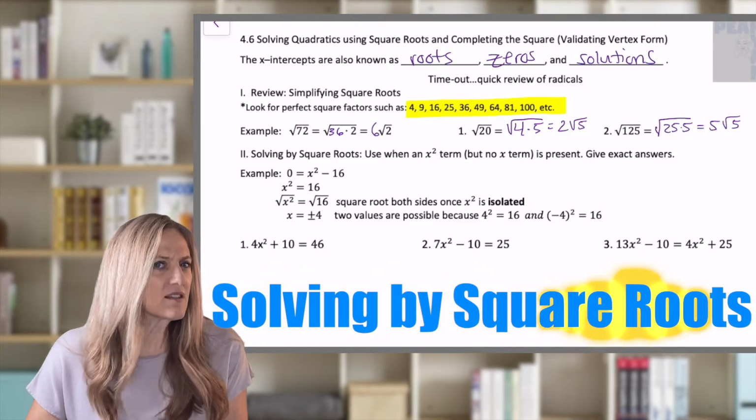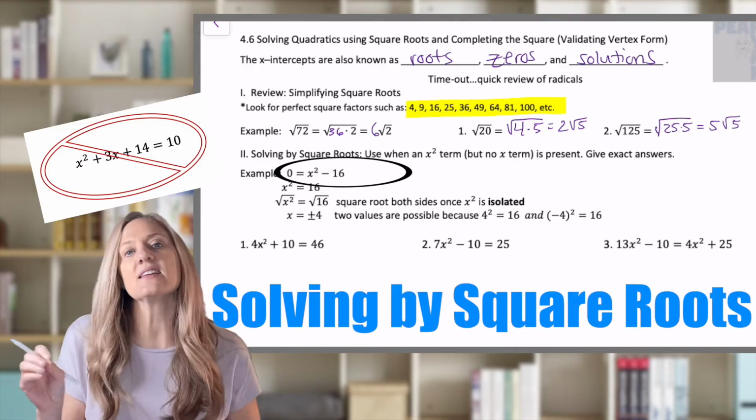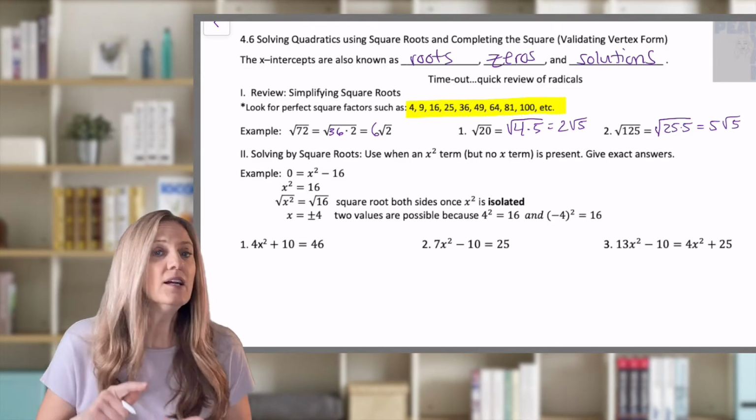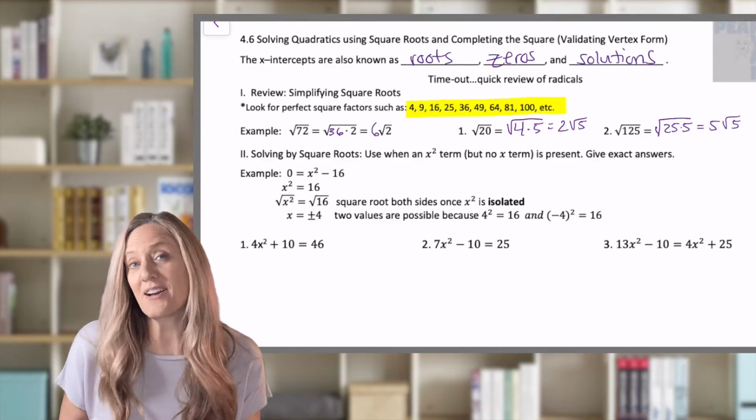When do we use this? When there's an x squared term but not an x term. Then it's easy to isolate that x squared. Keep it positive when possible, and then we're going to use square roots to undo the square. Let's look at our example.